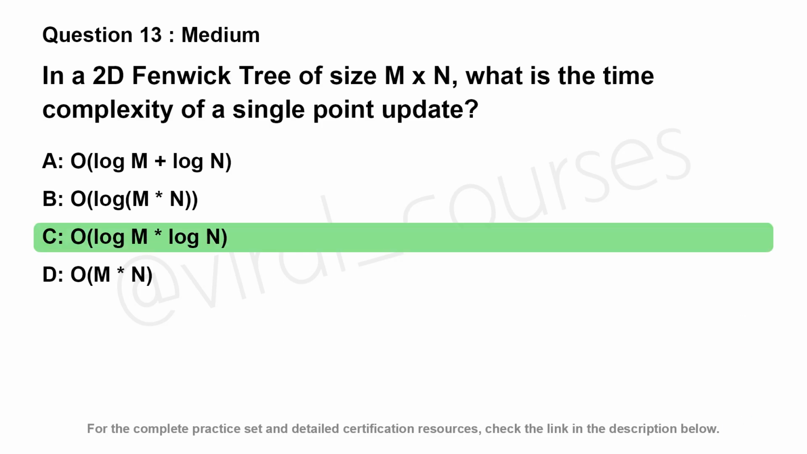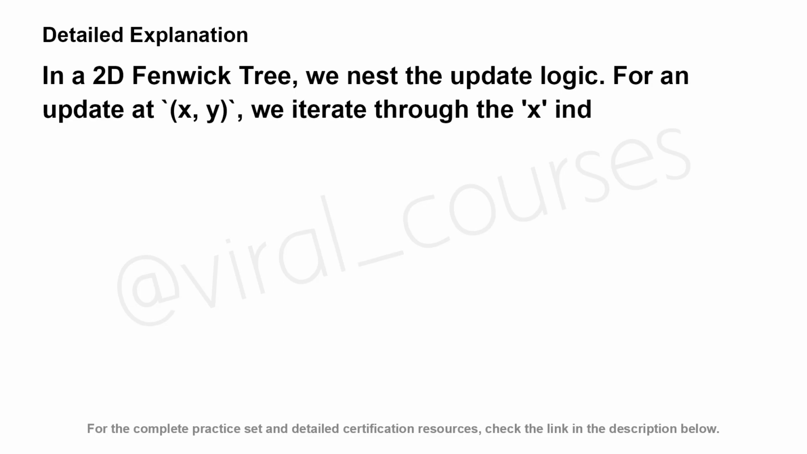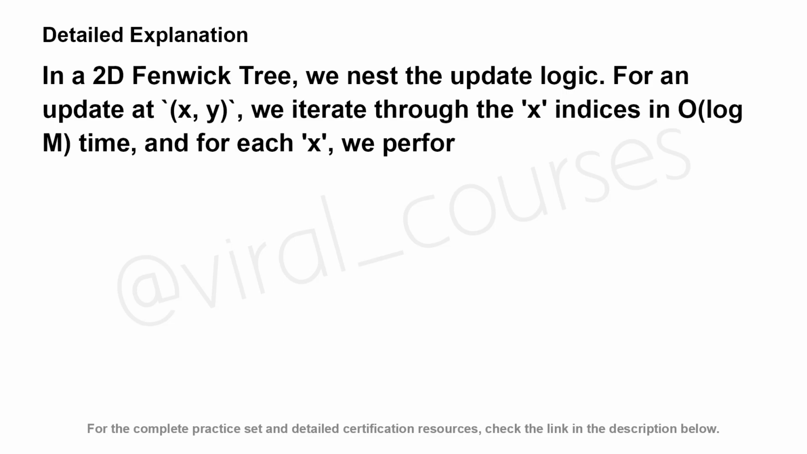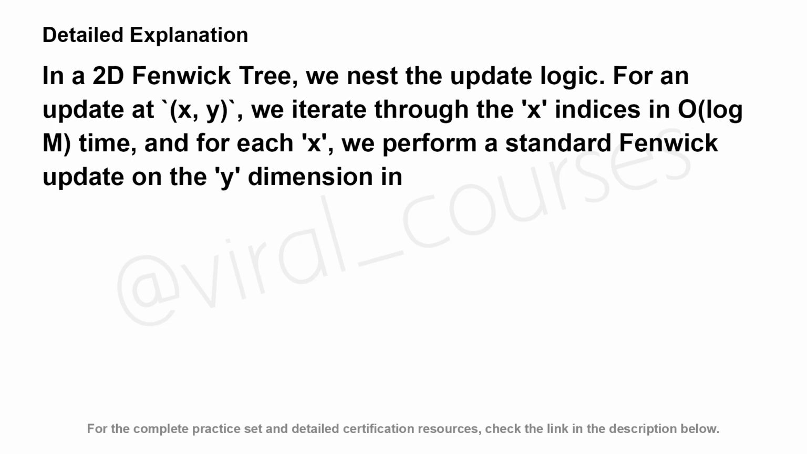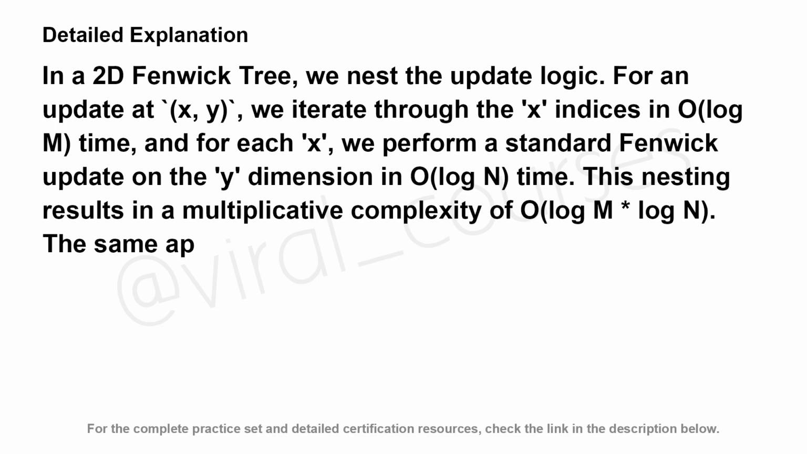The correct answer is C. In a 2D Fenwick tree, we nest the update logic. For an update at (x, y), we iterate through the x indices in O(log m) time, and for each x, we perform a standard Fenwick update on the y dimension in O(log n) time. This nesting results in a multiplicative complexity of O(log m * log n). The same applies to queries.